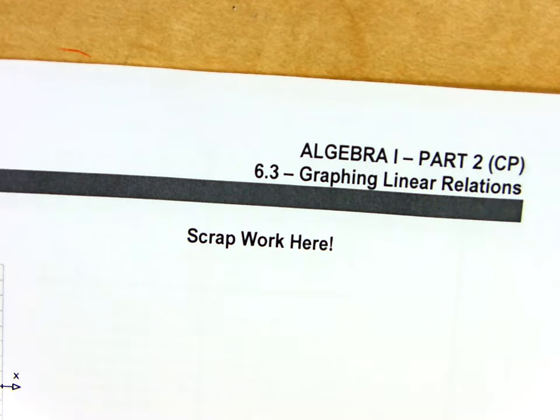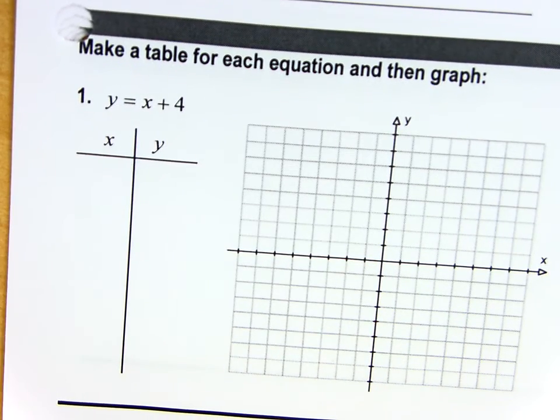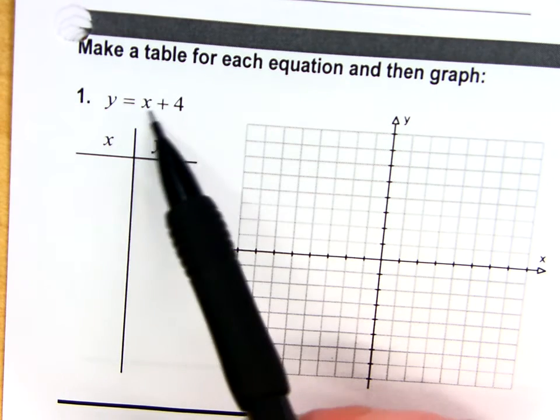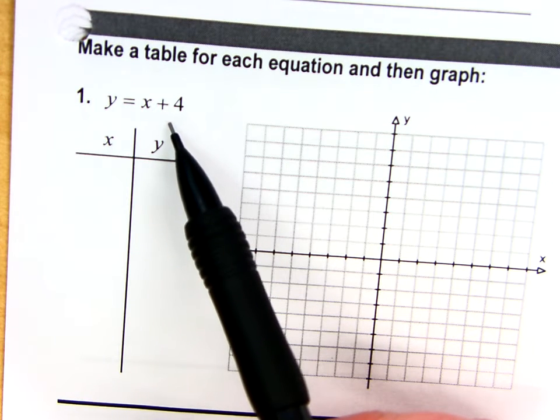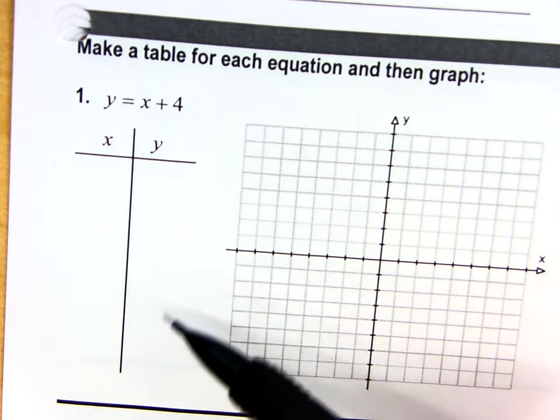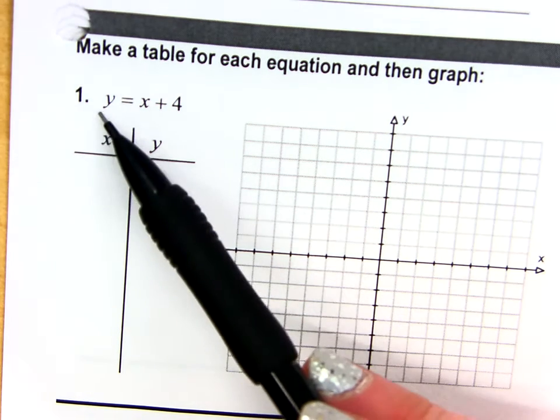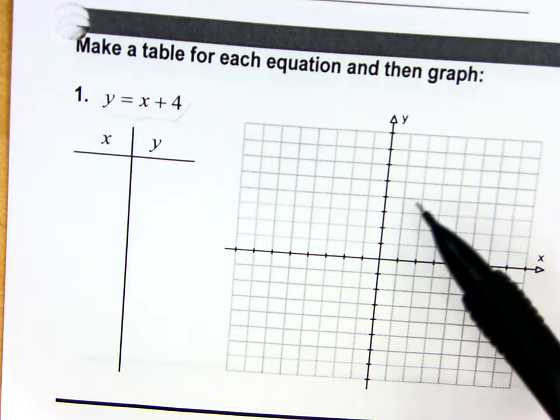So today we are looking at graphing linear equations, and how we're going to do this is by creating what we call a table of values. Okay, so if you take a look at the first example here, they've given us an equation, y equals x plus 4, right? And we are going to pick some numbers, plug them in for x, see what comes out for y, and then we're going to be able to graph this equation on this grid.